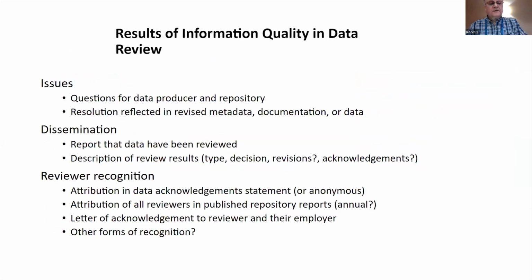So in terms of looking at the results of the information quality process and data review, issues that remain are questions for data producers and the repository. We need to resolve, revise the metadata, documentation, and the data, and ensure that the dissemination of the report about the review is done in a way that works out for the different stakeholders.